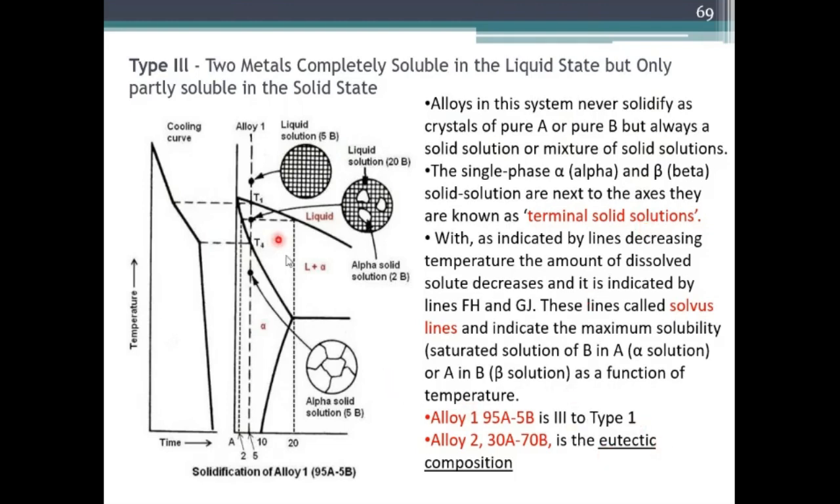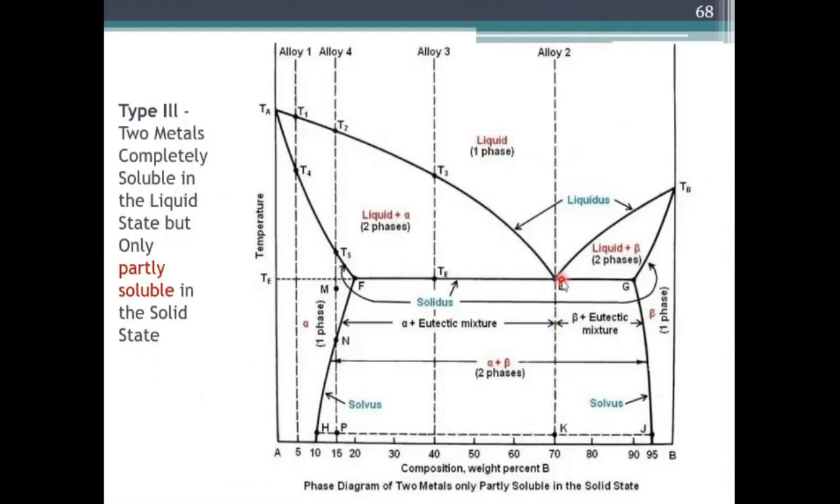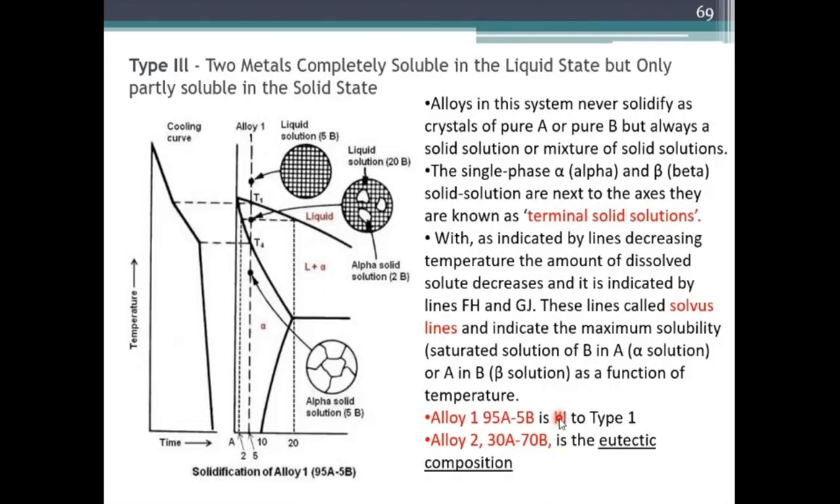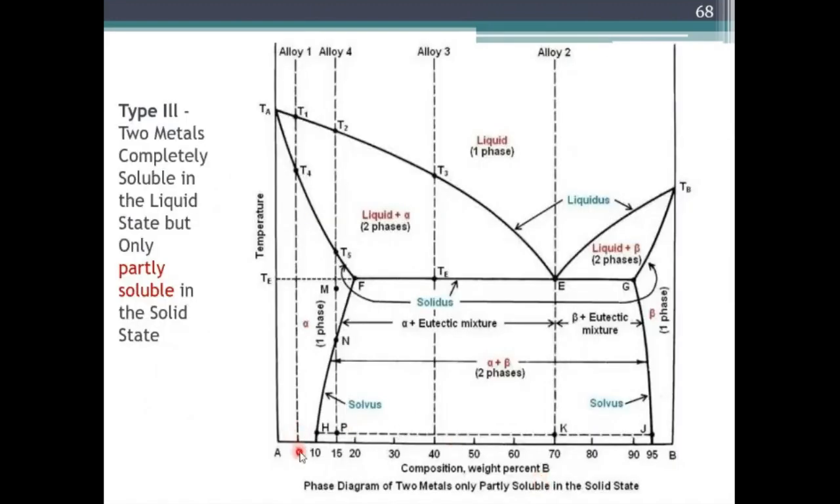And for example, if you take this point, the point where it is meeting, at 30A and 70B, I already told you here 70. 70B means automatically it is 30A. It is the eutectic composition. For example, if you take 5B and 95A, it will be 95A. 90A is the eutectic composition.